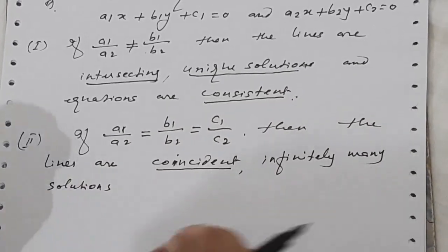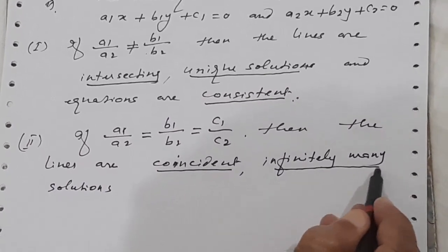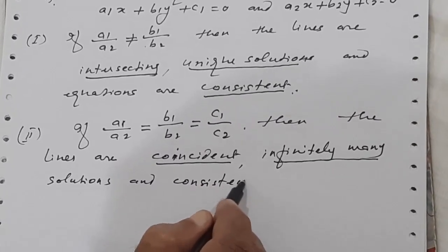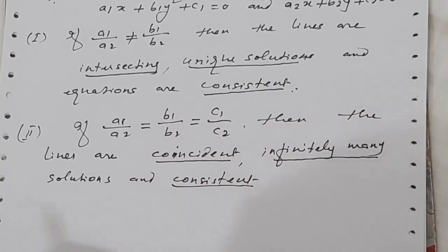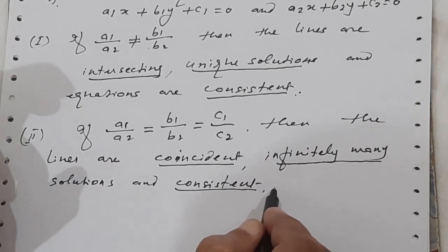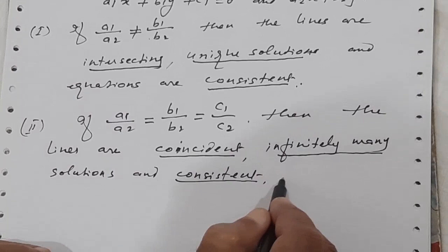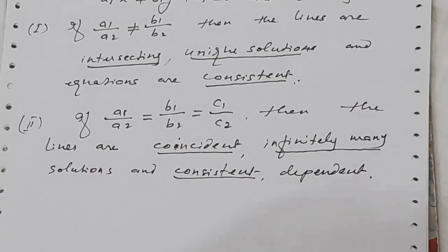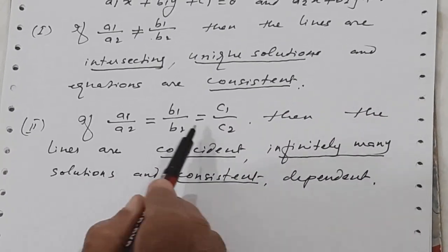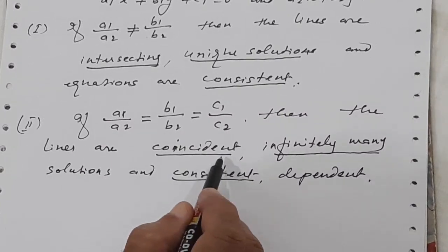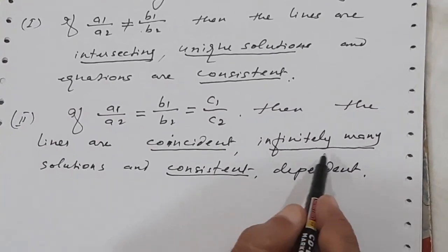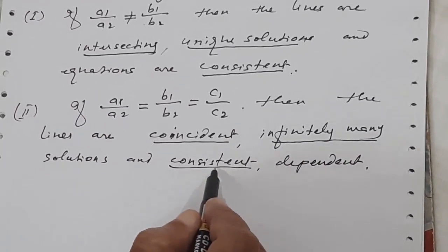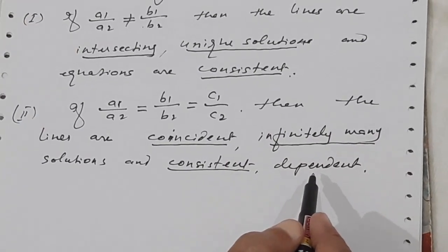So these equations will have infinitely many solutions and are consistent. One more point we can add: equations are consistent and dependent. These things you have to remember. The condition is all the three ratios should be equal. The lines will be coincident, that is, representing one line, with infinitely many solutions, and the equations are consistent and dependent.